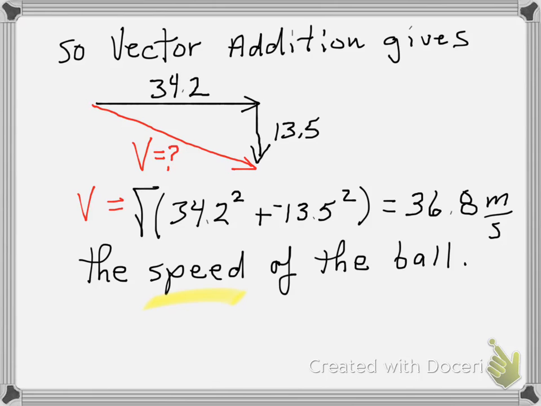If we wanted the velocity, then we would have to calculate theta in some fashion, and we could do that. We could do the arctangent of 13.5 over 34.2, and we could get the direction, but it didn't ask us that, so we're not going to. So, at this point, we have, yippee, a Yahoo.